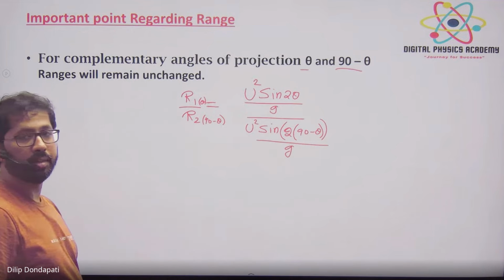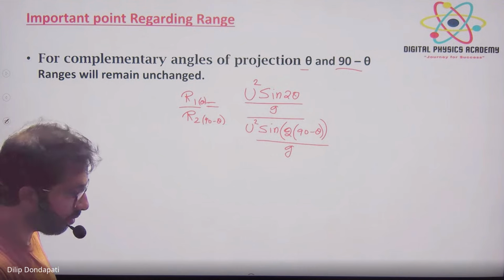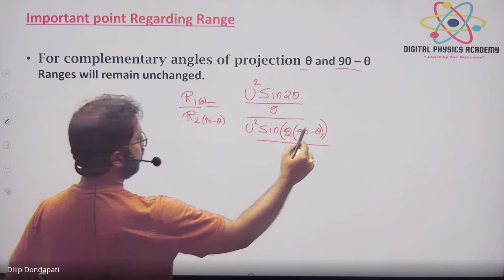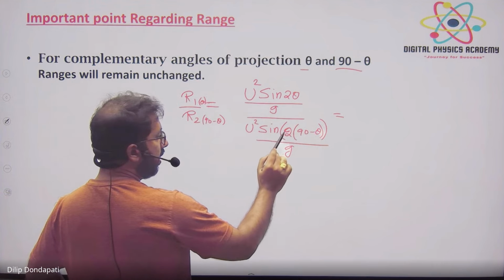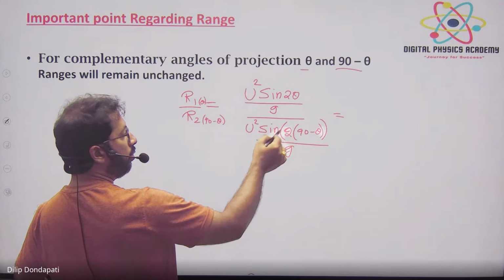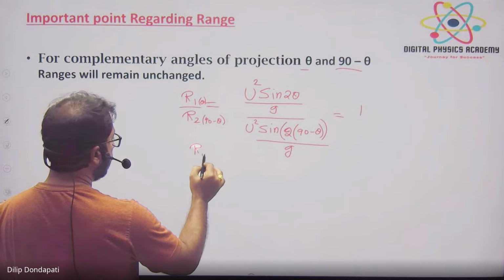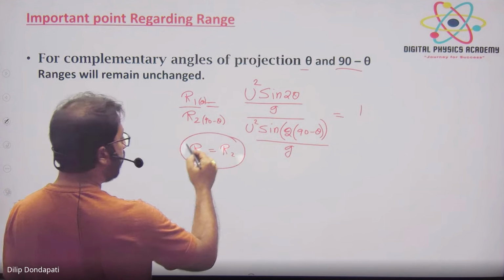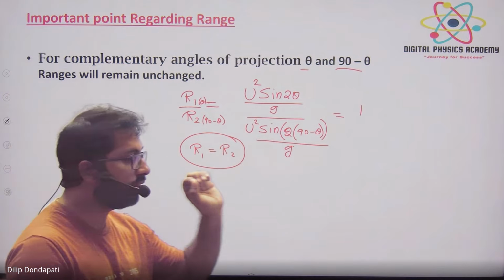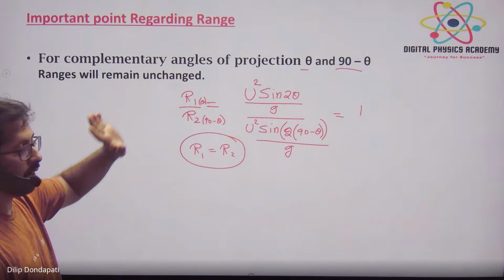See, for complementary angles, I am trying to find the range. R1 by R2. Now, कितना आएगा? देखो 180 minus 2 theta. Sin 180 minus 2 theta is nothing but sin 2 theta only. So पूरा cancel हो जाएगा, 1 आएगा. मतलब ranges are same. If you cross multiply, you'll get R1 is equal to R2. So याद रखो, always for complementary angles, ranges are same. Range means maximum horizontal distance covered by the object, right? So always याद रखो, ranges will be same for complementary angles.